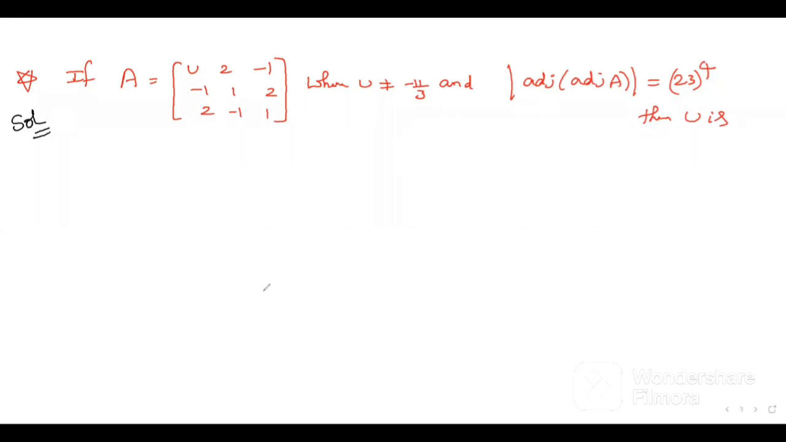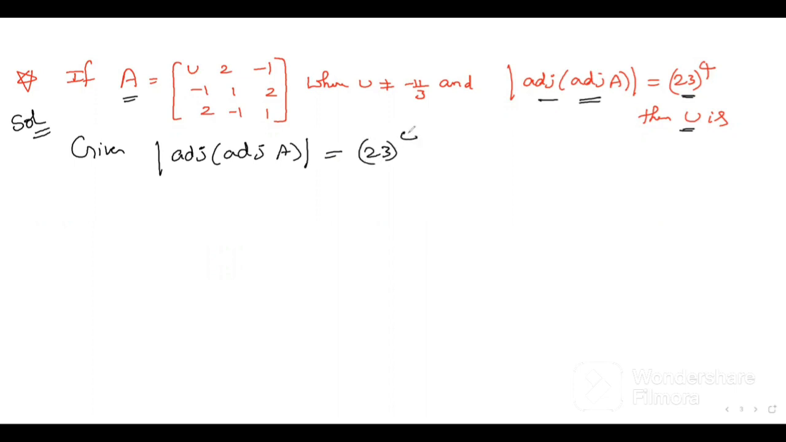Okay, now explain next statement. In the statement, matrix A is given, as well as that determinant of adjoint of A is 23 power 4, then find out the value of u. So what is the given condition here? Determinant of adjoint of A is given as 23 power 4.